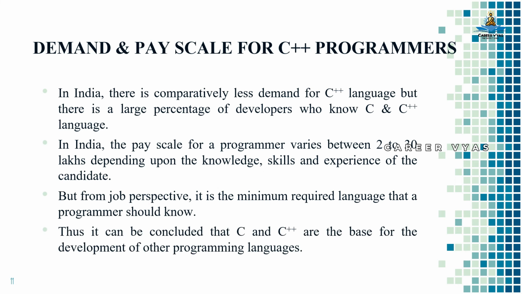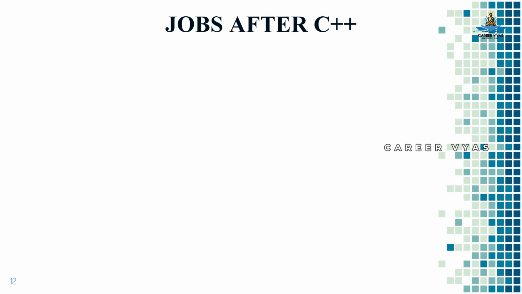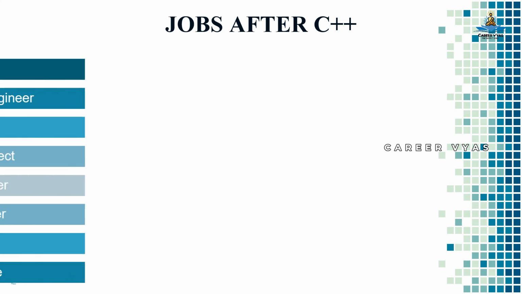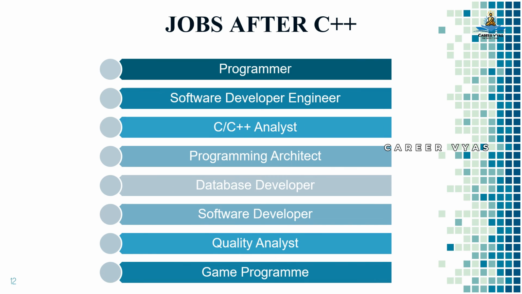Thus, it can be concluded that C and C++ are the base for the development of other programming languages. ठीक है, base है तो you should know that. Then various jobs after the C++ programming language are programmer, software developer engineer, C or C++ analyst, programming architect, database developer, software developer, quality analyst, game programmer, and various others.